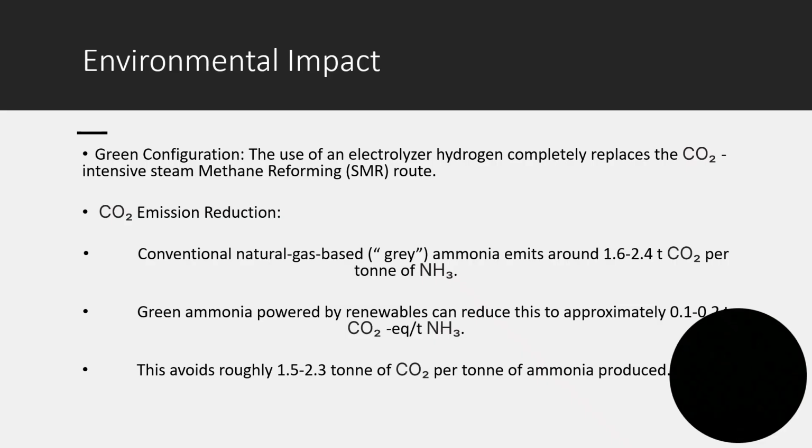Let's talk about the environmental impact, where we will be focusing on CO2 emission reduction. Let's take into consideration the traditional ammonia production, where it emits 1.6 to 2.4 tons of CO2. However, green ammonia production emits 0.1 to 0.2 tons of CO2. This will avoid roughly 1.5 to 2.3 tons of CO2, and by this the green ammonia production will have a good impact on our environment.